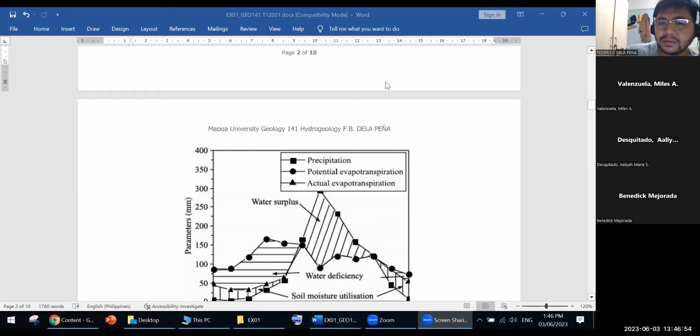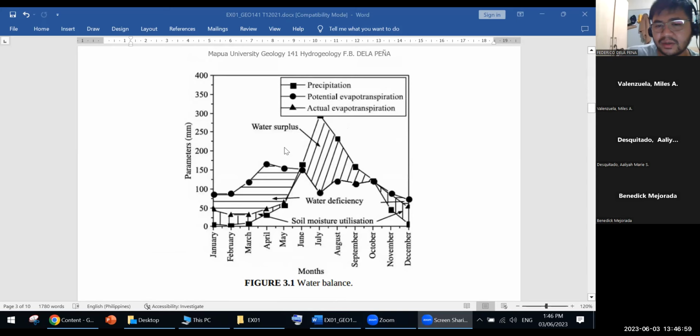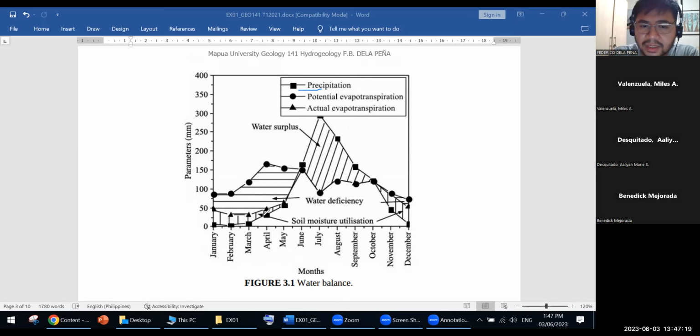Alright. And you have this figure called the water balance plot. This is actually more used in agricultural and conservational purposes. And you have three lines here. You have your precipitation, the square ones. You also have your potential evapotranspiration, the circle ones, and you have your triangle, the actual evapotranspiration. All right, let's just clarify this one.